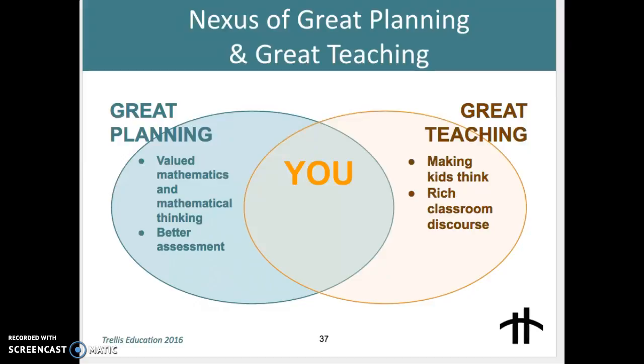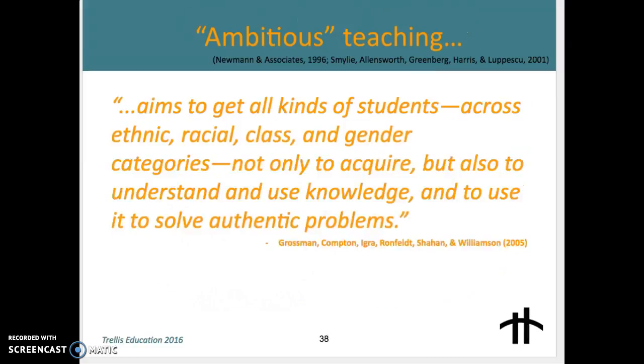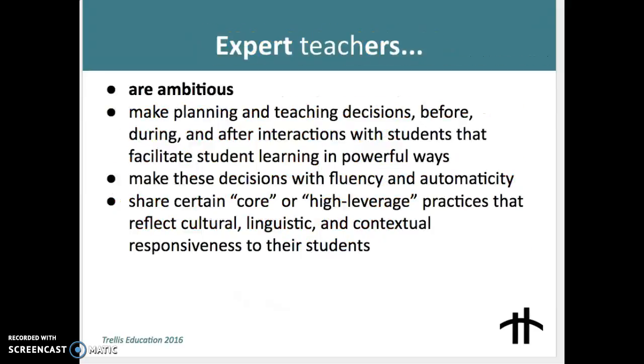Some people are talking right now about ambitious teaching, and that's defined as the kind of teaching that helps students acquire and understand knowledge, and then use it to solve authentic problems. Expert teachers are ambitious. They make planning and teaching decisions before, during, and after interactions with students that facilitate their learning in powerful ways. And they make these decisions really easily. They don't have to think about them anymore. They also share certain core or high leverage practices that reflect cultural, linguistic, and contextual responsiveness to their students.